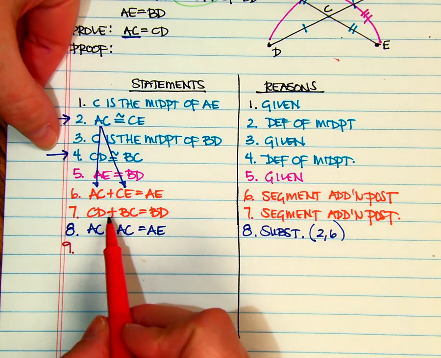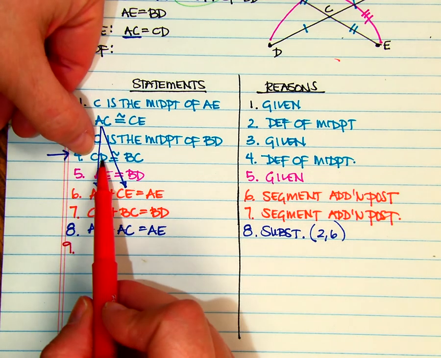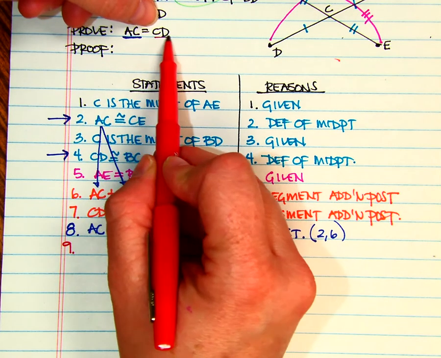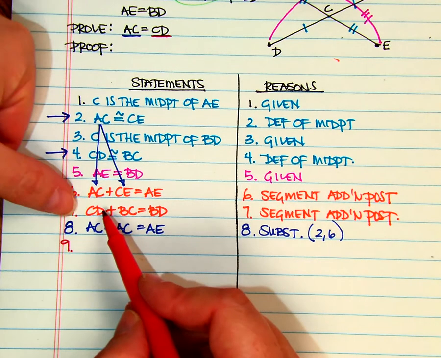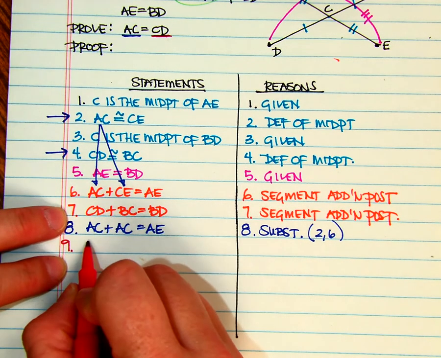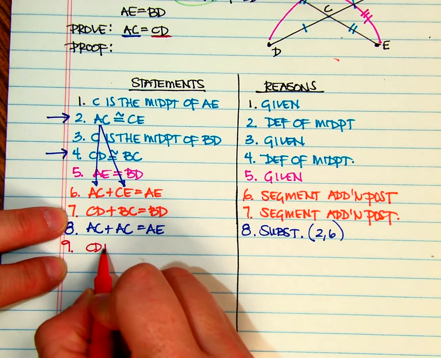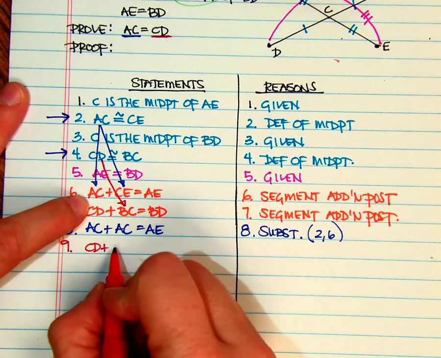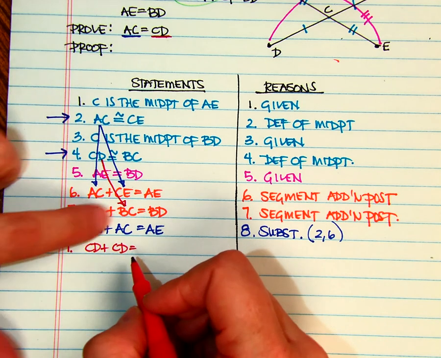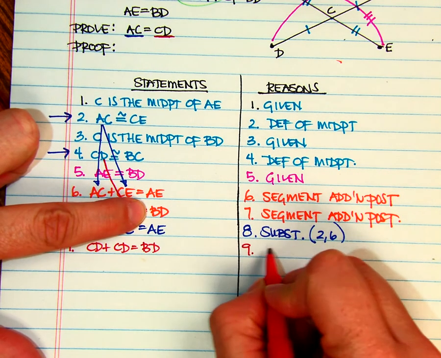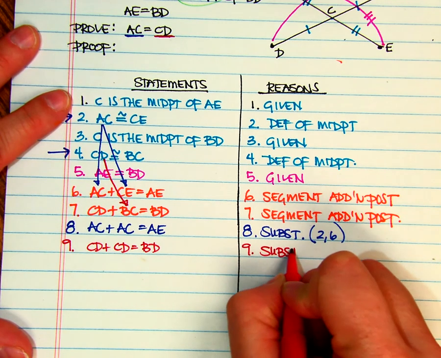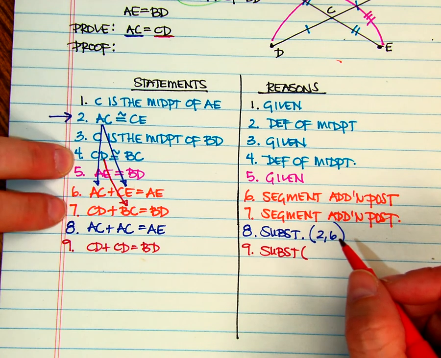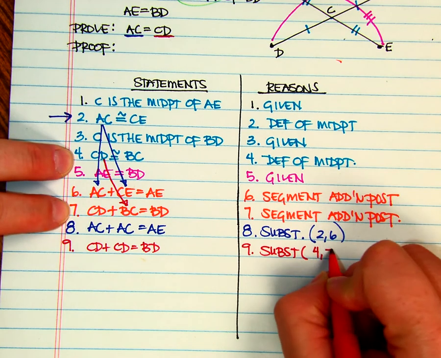So I'm going to do the same thing with the other segment addition. I know that CD is congruent to BC. So notice in my proof, I want to keep CD. So CD doesn't change. But BC is also the same thing as CD equals BD. And I can say that because of substitution again. And I'm putting the idea from 4 into number 7. Okay?